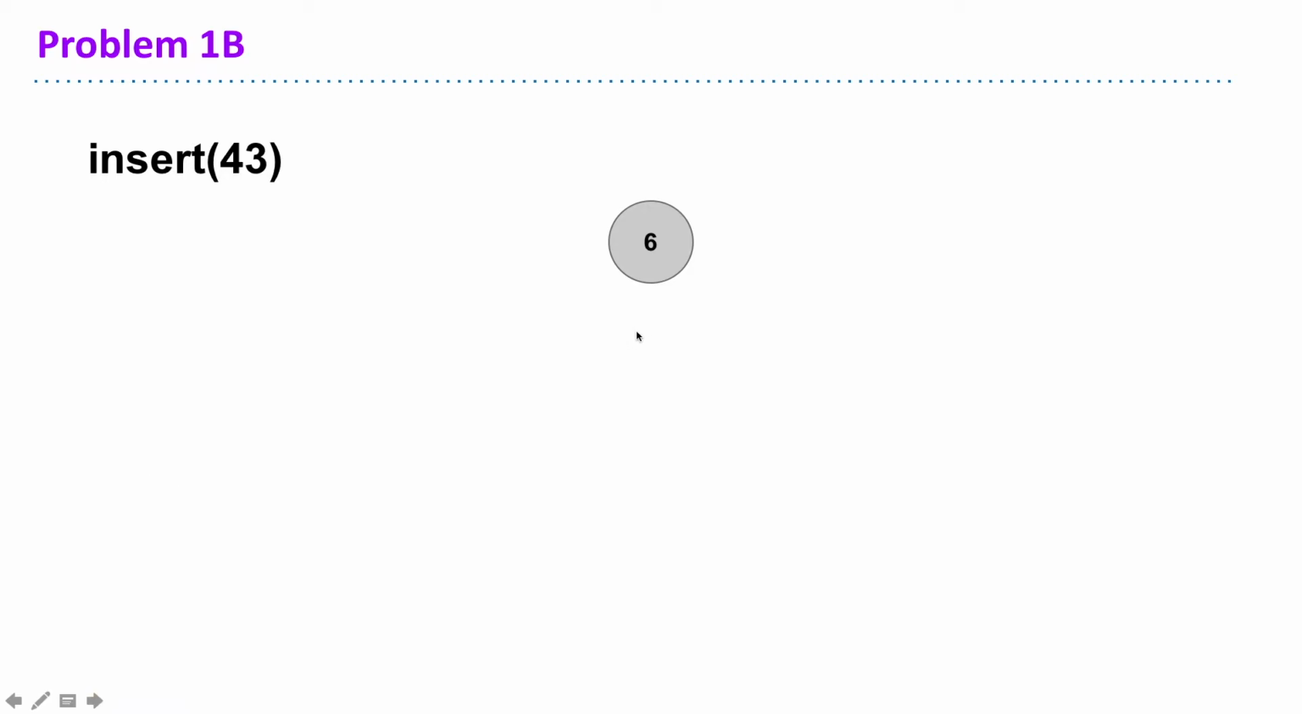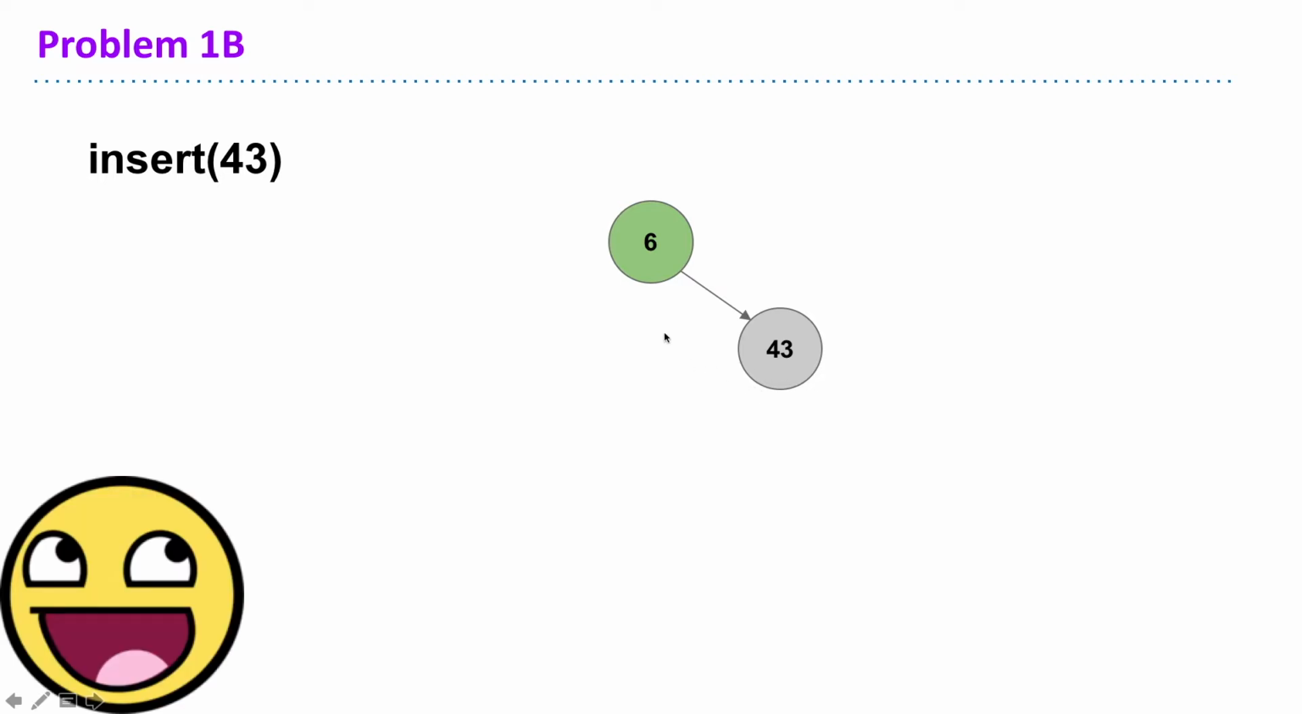The next thing that we might want to insert is 43. So 43 should be inserted to the left of 6, and now we need to check for balance. So it turns out that this is also balanced because for 43, our left subtree and our right subtree are 0, and for 6, it's 0 and 1, and these are off by only 1, so it's okay.